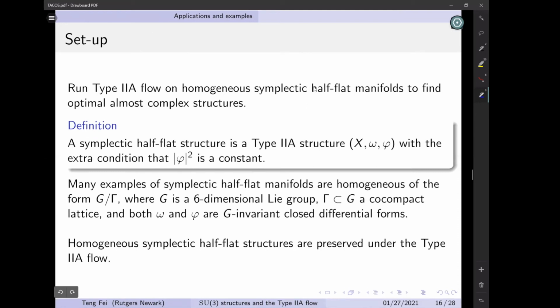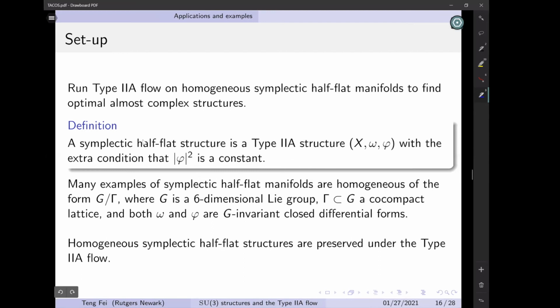And these homogeneous symplectic half-flat manifolds are either nilmanifolds or solvmanifolds, at least in the examples we are considering. Okay, so first let's recall that the symplectic half-flat structure is just a type IIA structure. So we have a symplectic manifold X, omega. And also we have this phi, the real part of the complex volume form, which is closed, with the extra condition that the norm phi squared is a constant.